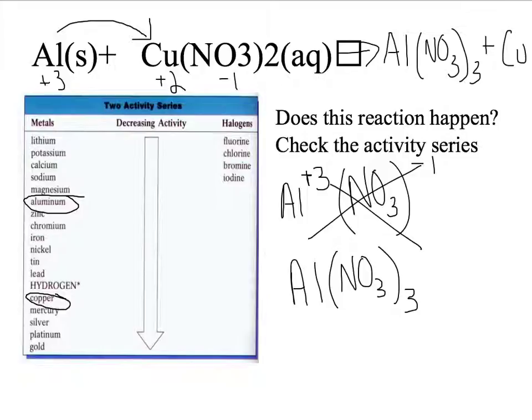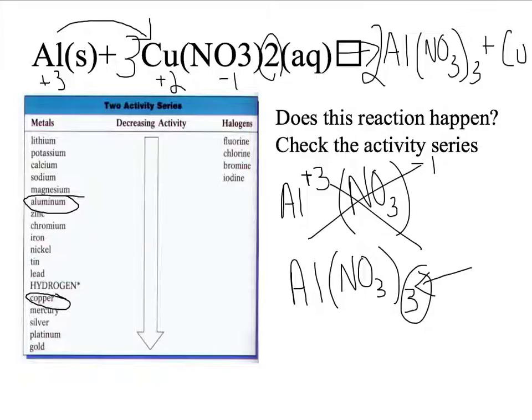So if I look here at nitrate, you can see there are 3 nitrate groups, and over on the other side there are 2. Usually when that happens, we have to make them both 6. So I'm going to do that by putting a 2 here in front of aluminum, and a 3 here in front of copper. So now I have 6 nitrates on each side.